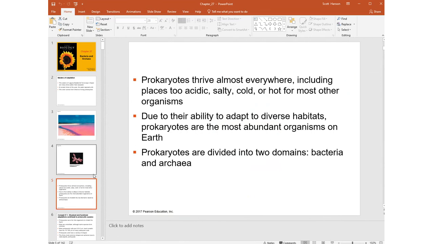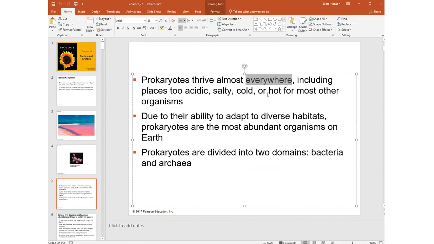So let's dive into prokaryotes then. A little bit of review from General Biology 1. They can basically live pretty much everywhere because different ones are adapted to all sorts of different types of habitats. They can live in places that are too acidic or salty or cold or hot for most other organisms.